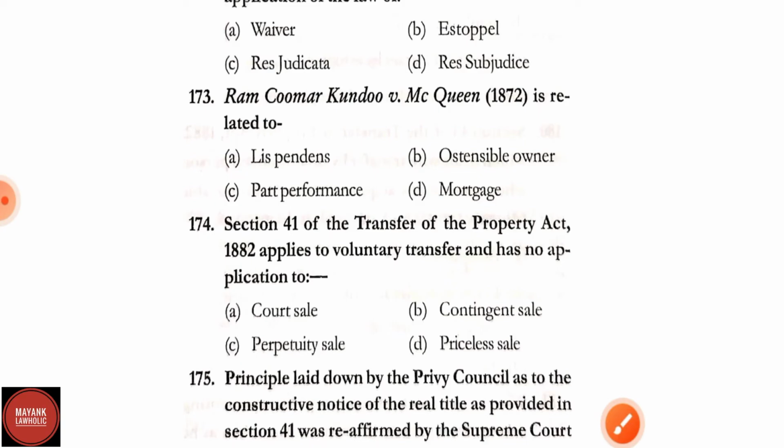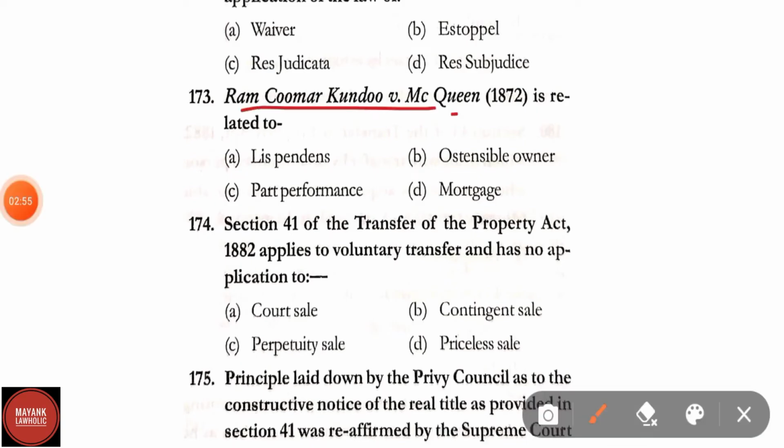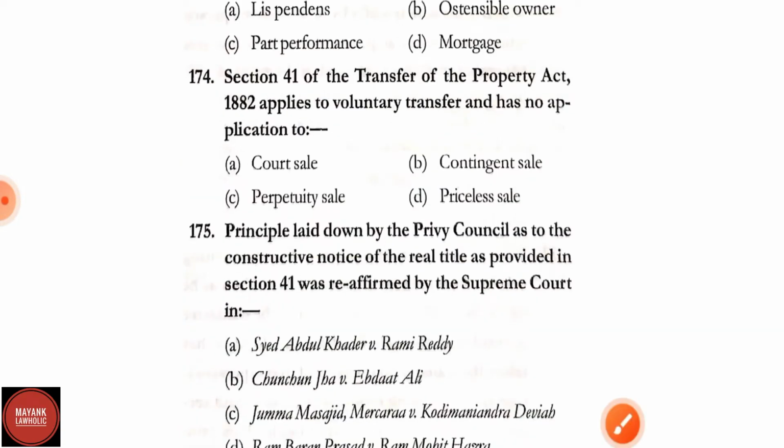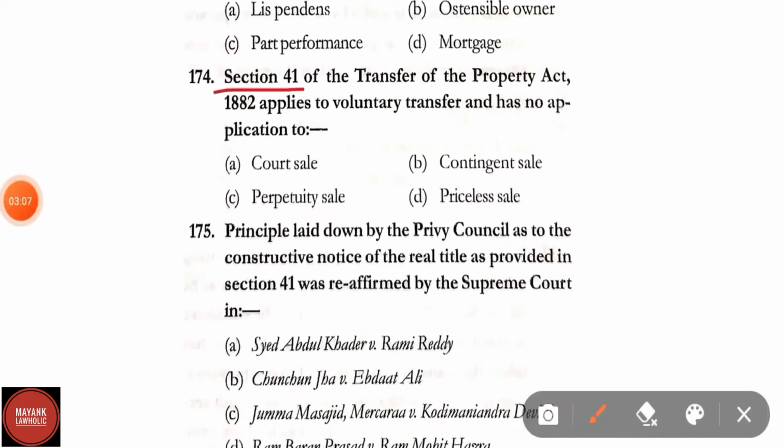Question number 173. Ram Kumar Kundu versus McQueen 1872 is related to: lis pendens, ostensible owner, part performance, mortgage. Correct answer is option B, ostensible owner. Question number 174. Section 41 of the TPA 1882 applies to voluntary transfer and has no application to: court sale, contingent sale, perpetuity sale, priceless sale. Correct answer is option A, that is court sale.